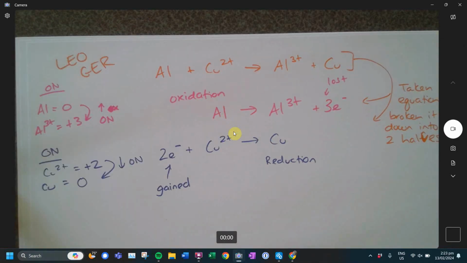Are we happy with how I figured that out? Okay, split it up, check the charges, see how the charges are behaving. The thing that trips a lot of people up, especially the newbies, is that electrons are negatively charged. Gaining them means I am losing my charge.